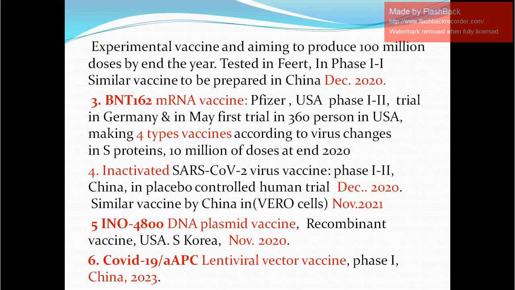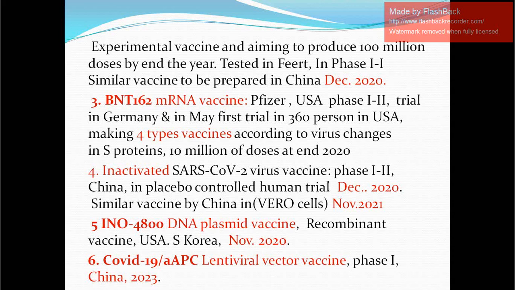Then there is the inactivated SARS-CoV-2 vaccine, also prepared by China. This vaccine is easy to prepare: they inactivate the virus by chemicals, and then they use it. This is a controlled experiment in a human trial. A similar vaccine is also in China, where they propagate the virus in viral cells.